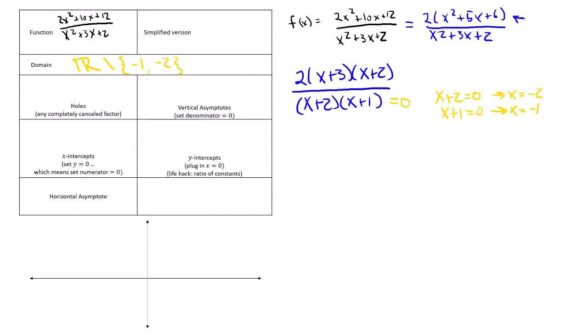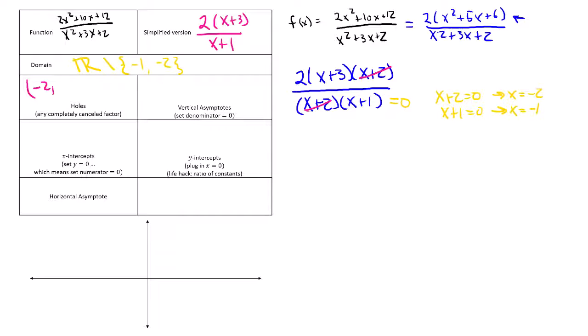All right, so then we do have some cancellations here. In this case, we have a cancellation with this x + 2. Those cancel, so that means we're going to get a hole at x = negative 2. Our most simplified version is 2(x + 3) over (x + 1).